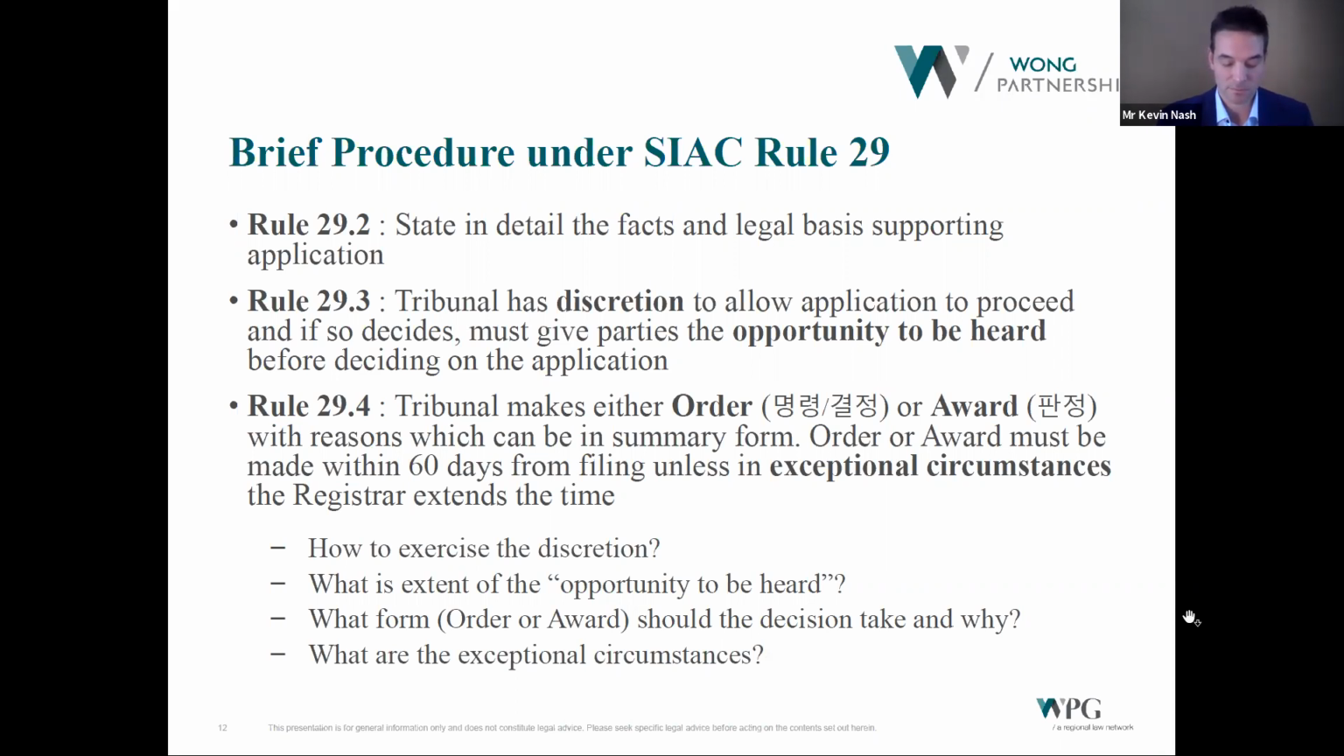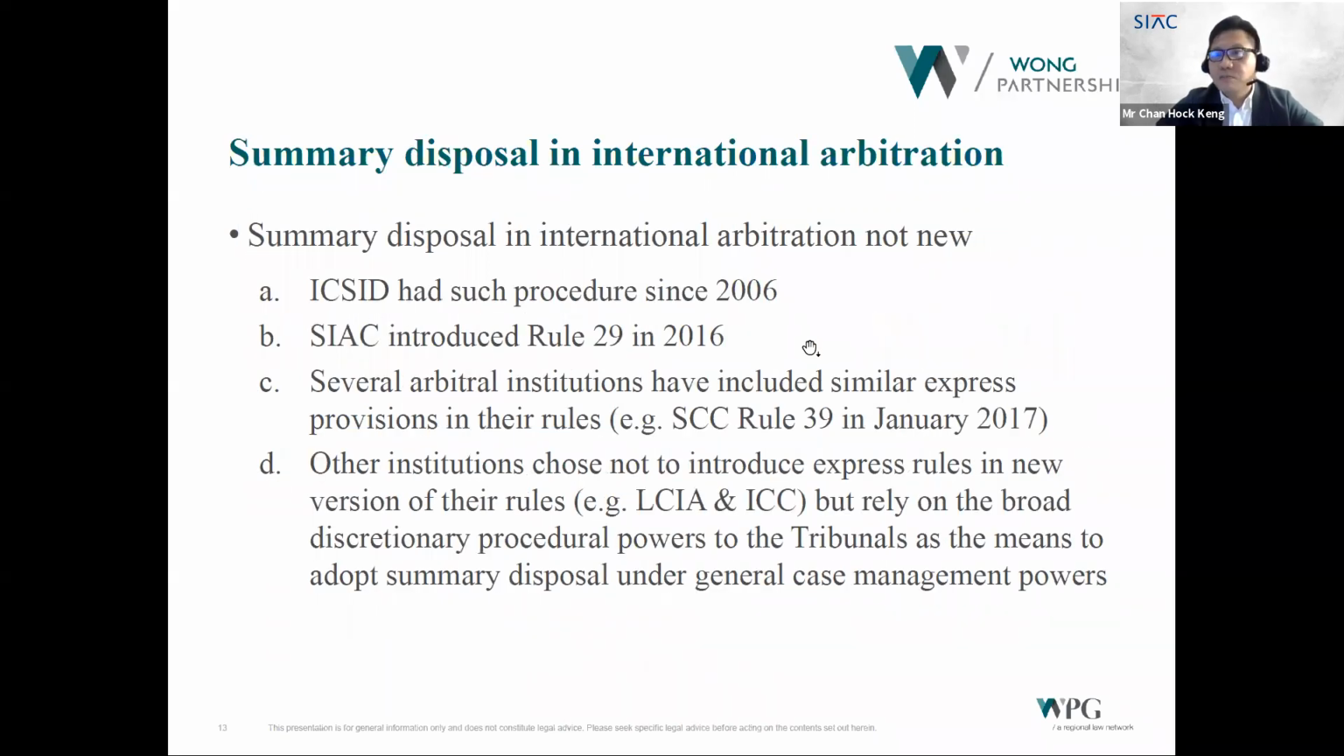Right. Okay, so I'll try to finish my presentation. Next slide, please. I think this was mentioned by my previous speakers. Exit started the procedure in 2006. SIAC introduced Rule 29 in 2016. I wouldn't use the word influence. I'll use the word inspiration. Perhaps it was inspired by exit rules.